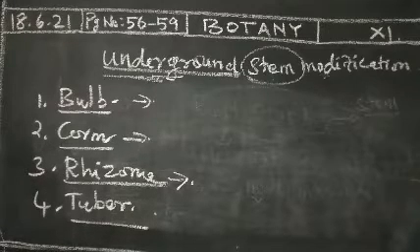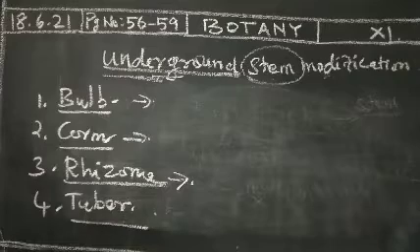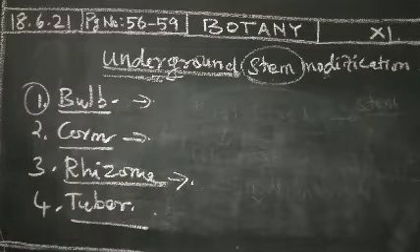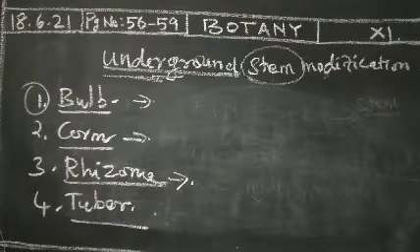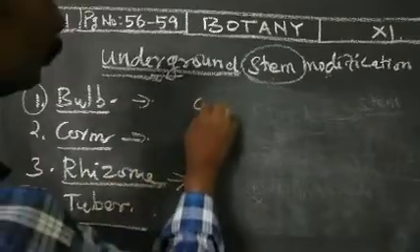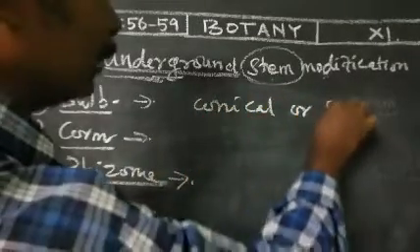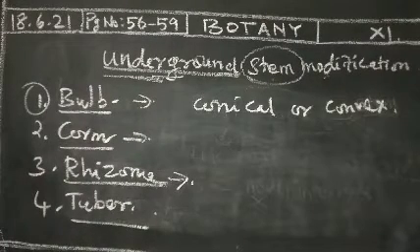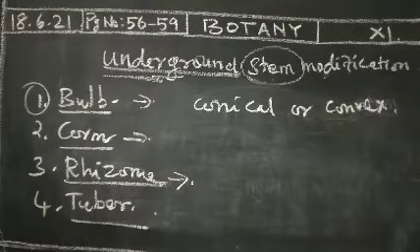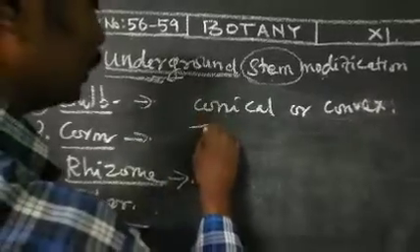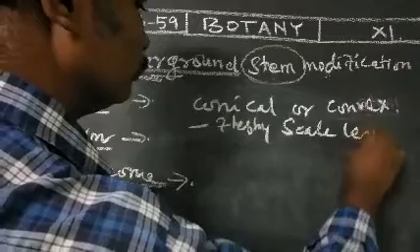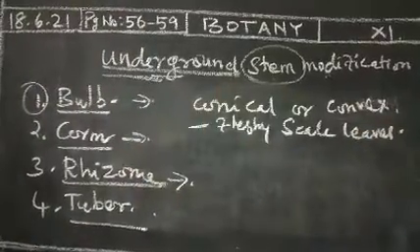In these, the stems are modified and function for storage. First, bulb. In a bulb, the stem is condensed, and conical or convex in nature. It is a condensed conical or convex stem surrounded by fleshy scale leaves. Scale leaves are also present in this bulb region.